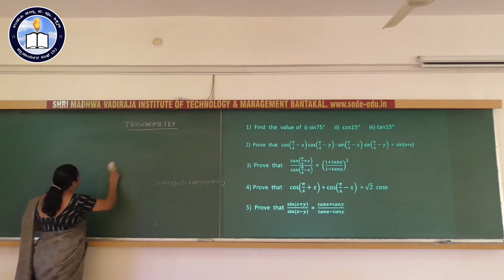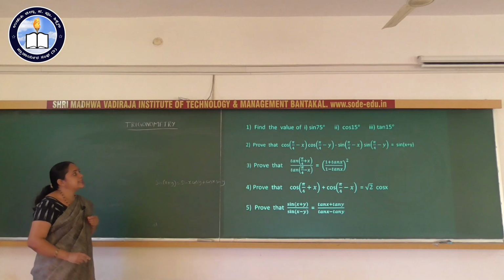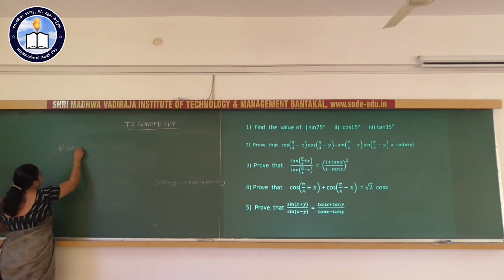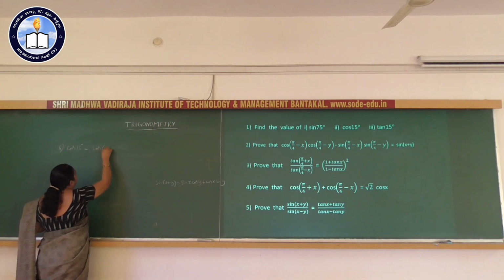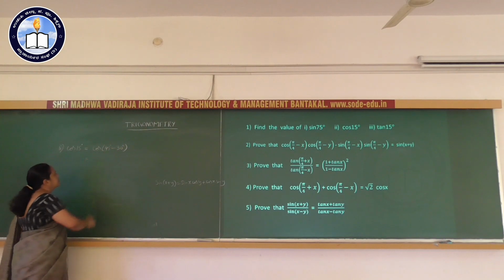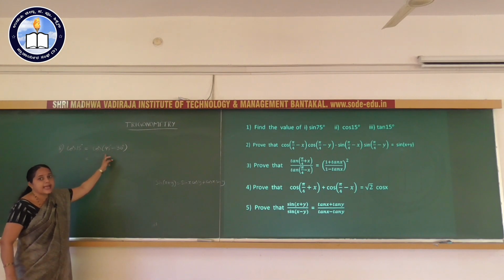Now, second problem, find the value of cos 15 degrees. Cos 15, we can write as cos of 45 minus 30. As the difference of standard angles, we can write 15 degrees as 45.